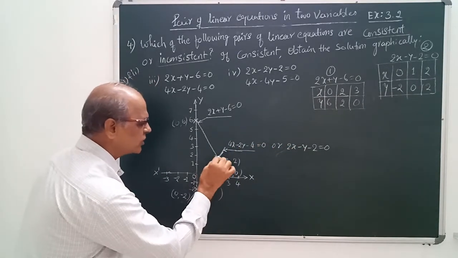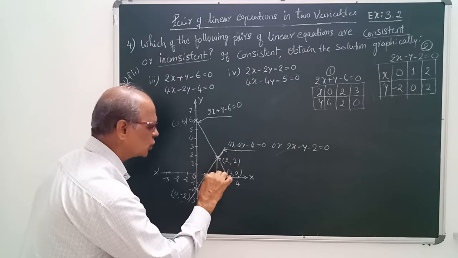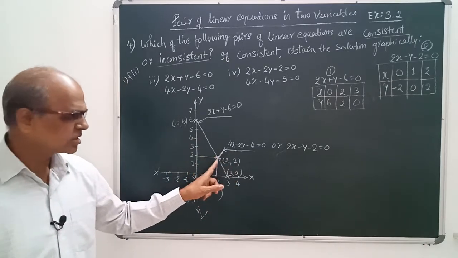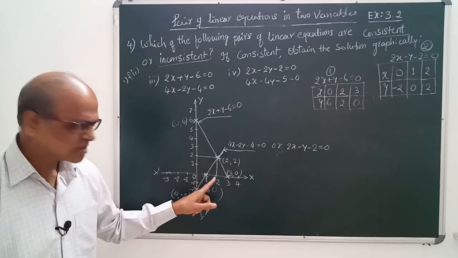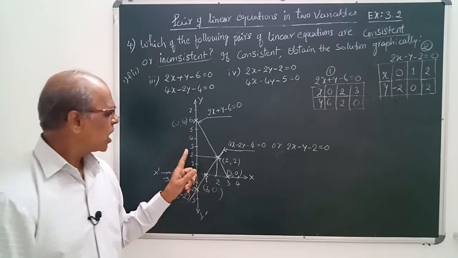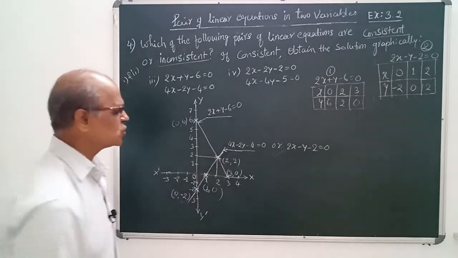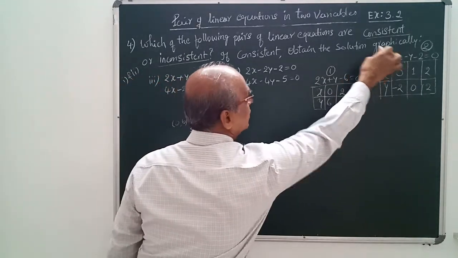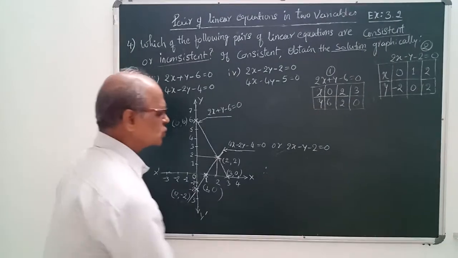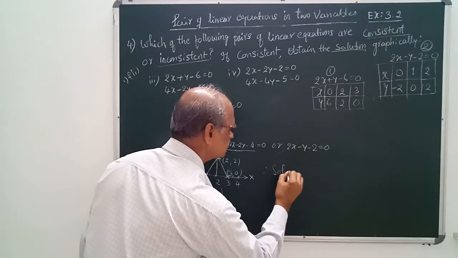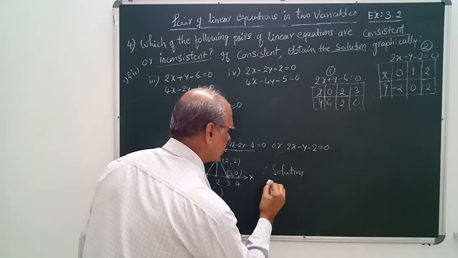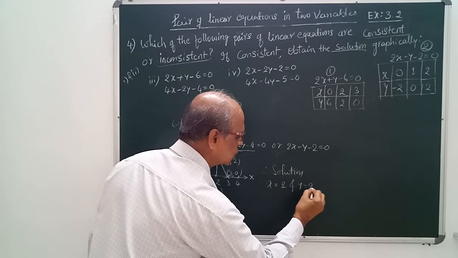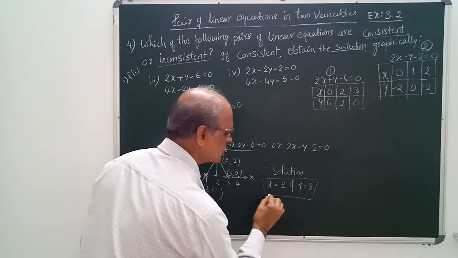Now the point of intersection here is 2 and 2. Both graph lines intersect at 2 on the x-axis and 2 on the y-axis. That means what is your answer? Graphically you have to find the solution, isn't it? So you have to write the solution: x is equal to 2 and y is equal to 2. This is your answer.